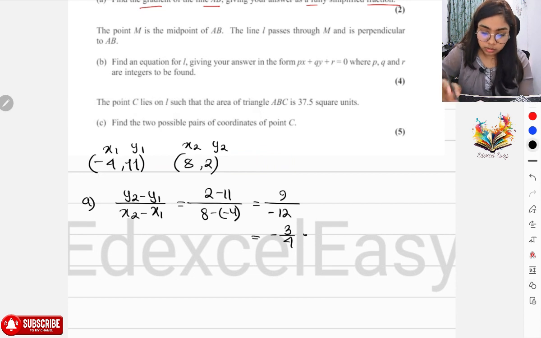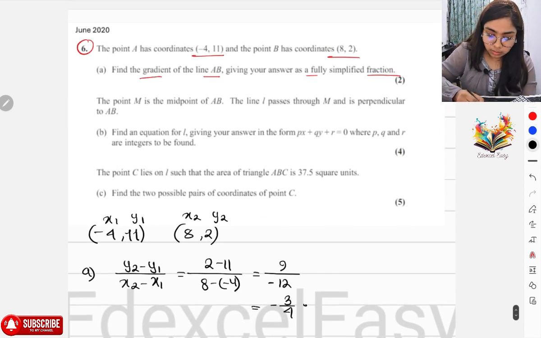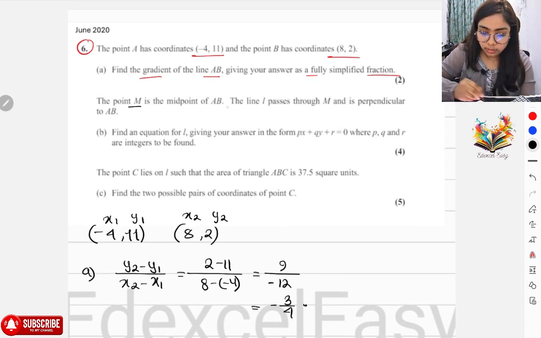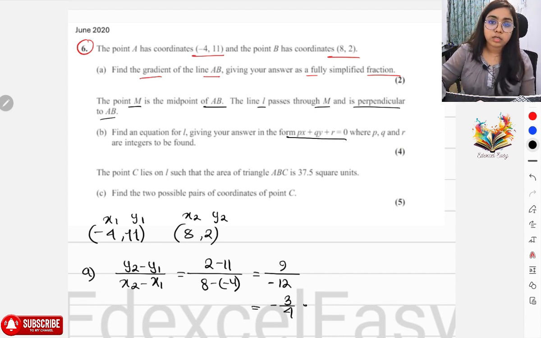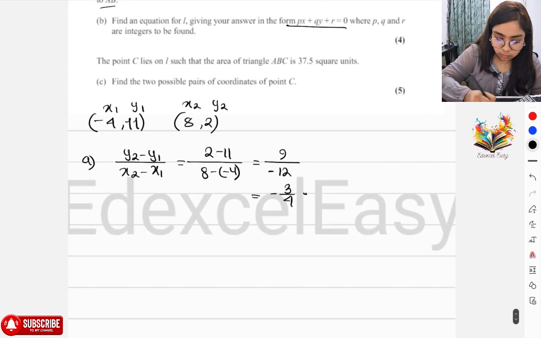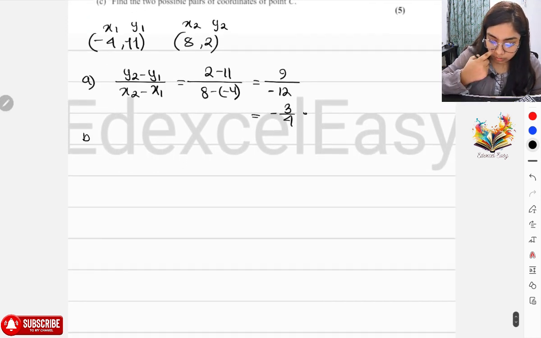Okay, after this, we'll move on to the next question. And for part B, it says that point M is the midpoint of AB, and there's a line L that passes through M and is also perpendicular to the line AB. So you need to find the equation for that line, giving your answer in the form given, where p and q are integers, and you have to calculate that. Okay, so now there are a few things given. Let me just write down the information first.